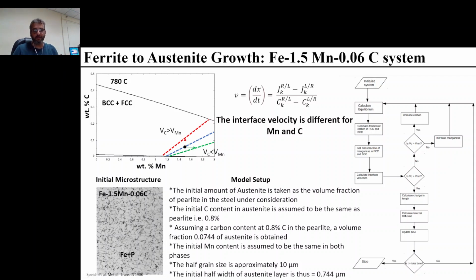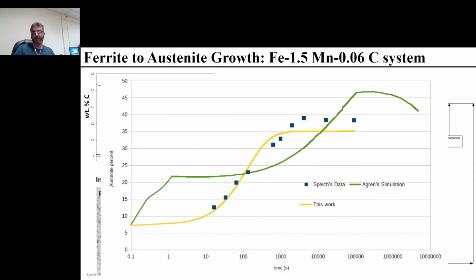So once we implement this set of calculations, this is the final result that you see. The experimental data that we see here is the data from Speich's work, and we have superimposed the Thermo-Calc simulation along with the calculation results from this work. And as you can see, at 780 degrees Celsius, we have captured the growth of austenite reasonably well compared to what is seen in the Thermo-Calc simulation.